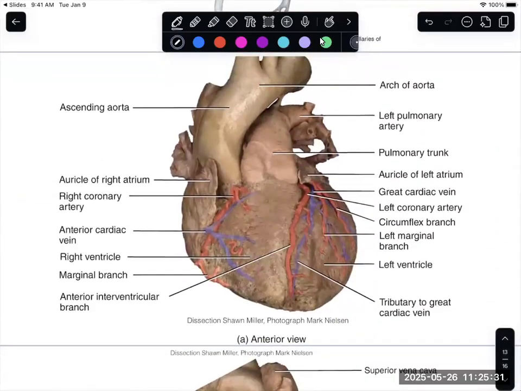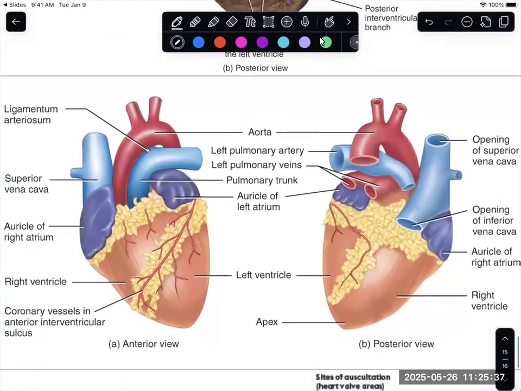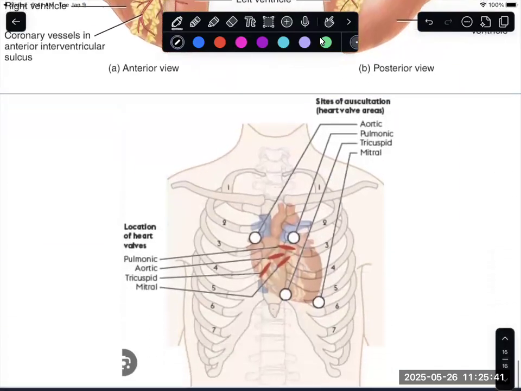That right side is that area that is full of oxygen. I like this picture because they colored the different vessels so you can see what they look like front and back. Here is just some of the drawings from your textbook.